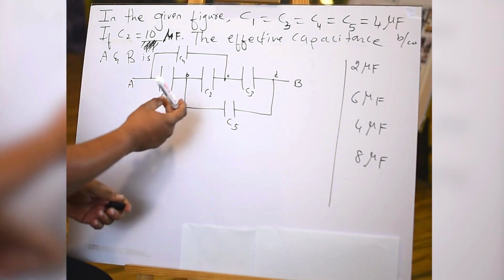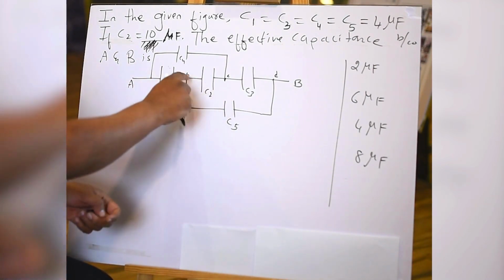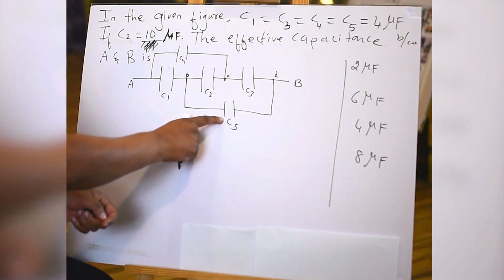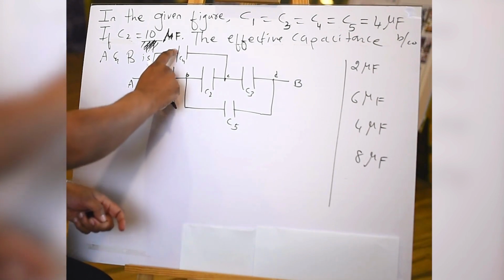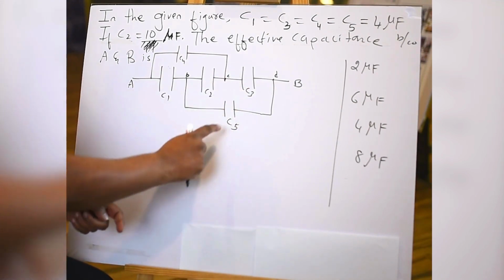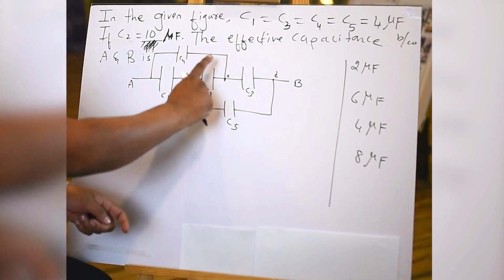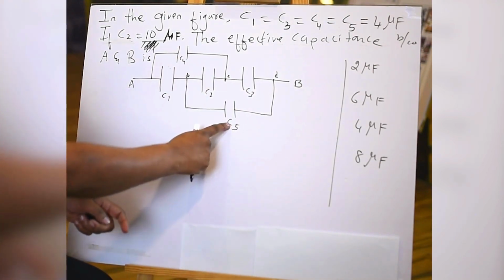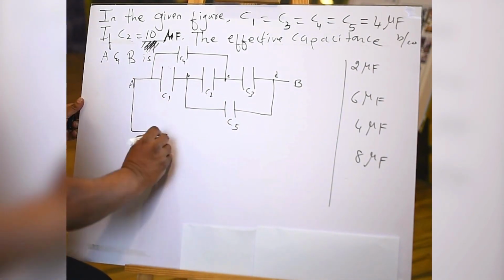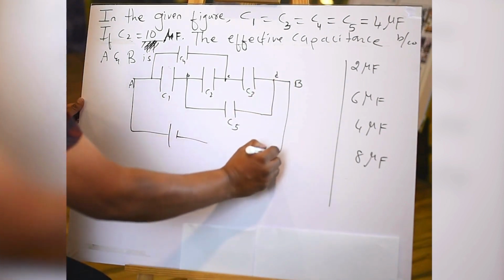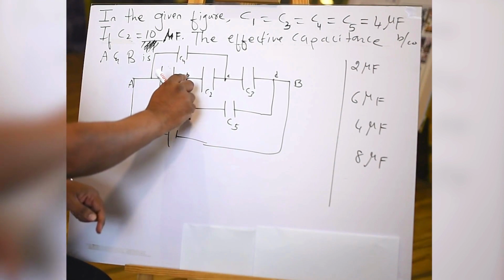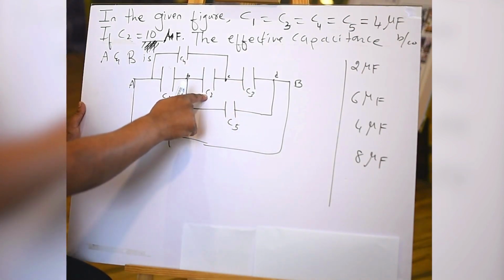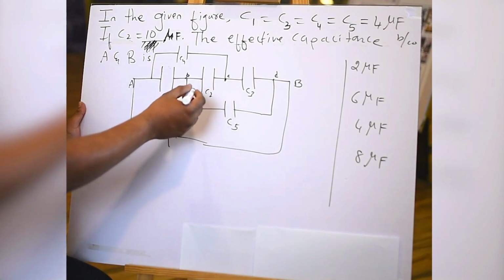Generally, students start calculating it like these two are in parallel, then series and so on. But since C1, C3, C4 and C5 are all of the same capacitance, if you connect this to a battery, then B and C will be at the same potential. When B and C are at the same potential, the C2 capacitor will not function. It's almost like a balanced Wheatstone network.